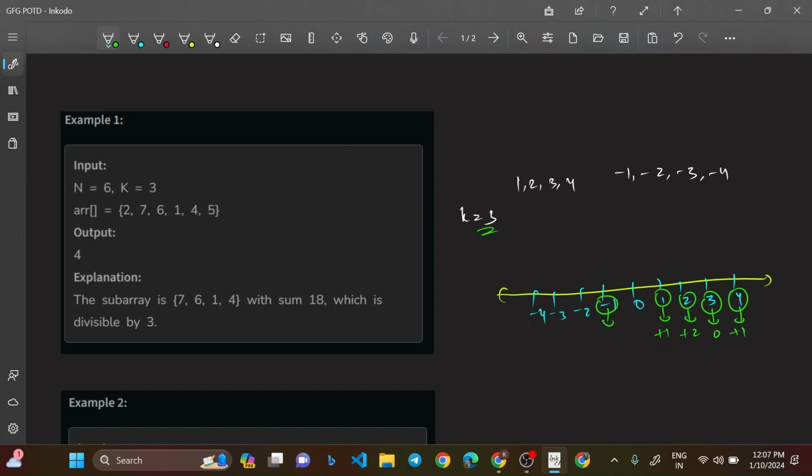What is the remainder in this case? It is -2. If you come to -2, what is the remainder in this case? -1. If you come to -3, what is the remainder in this case? 0. If you come to -4, what is the remainder in this case? -2. So what is the pattern that you're actually observing here?